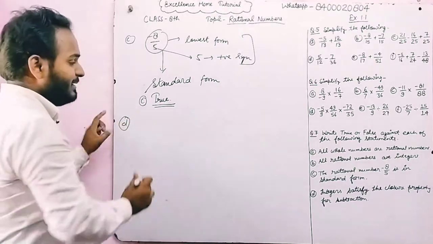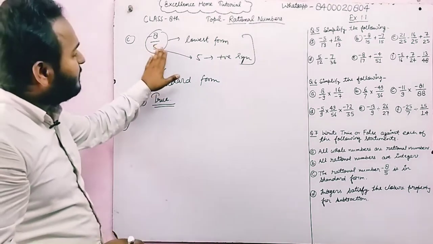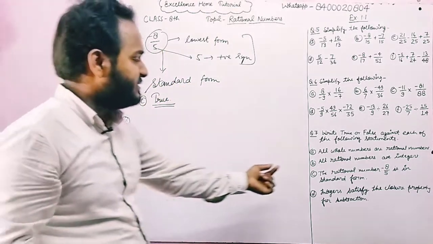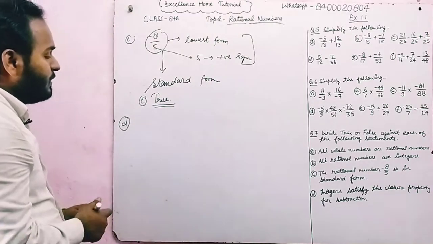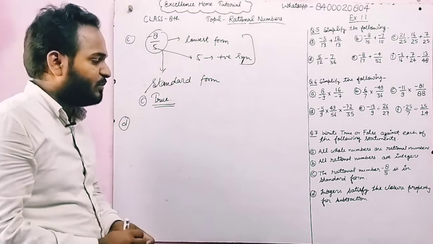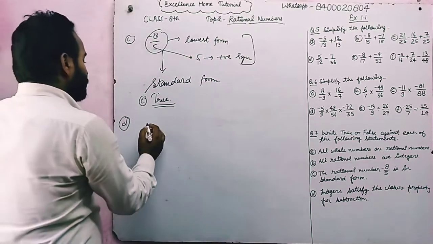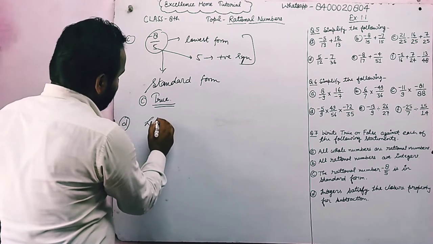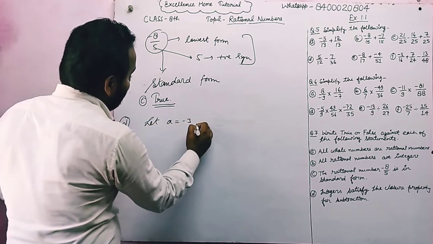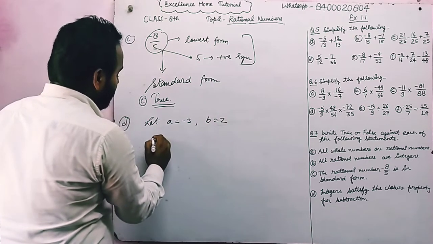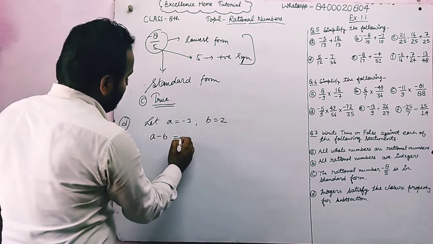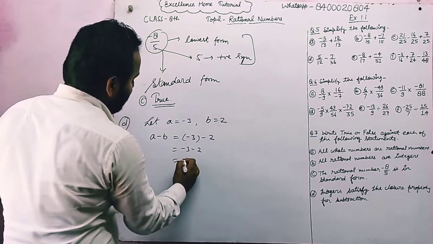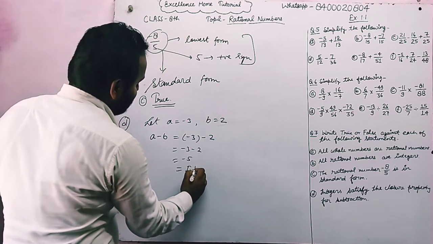So moving on, section D. Okay, standard form, lowest form and positive sign. So these are already in standard form. So this statement is true. After that, section D, integers satisfy closure property for subtraction. So for the closure property we have to take two integers in this question. Let a equal to minus 3, b equal to 2. So for closure property we have to subtract: minus 3 minus 2, that is minus 5, which is an integer.